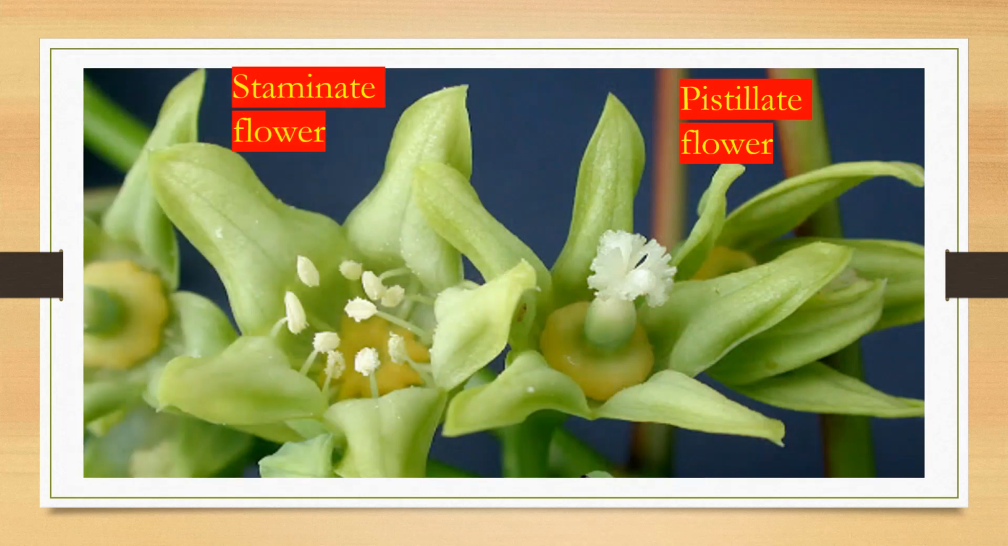Here you can see a staminate flower where the stamens are present but the pistil is not present. The male part is present, the female part is absent. The second one you see is a pistillate flower where the gynoecium or pistil is present but the androecium or stamen is absent. Both of them are called unisexual flowers.